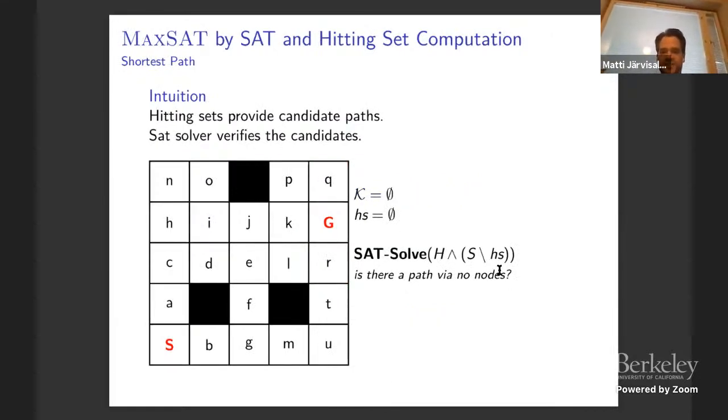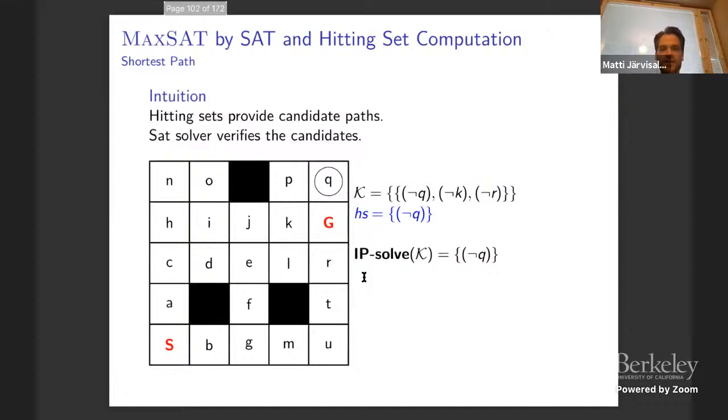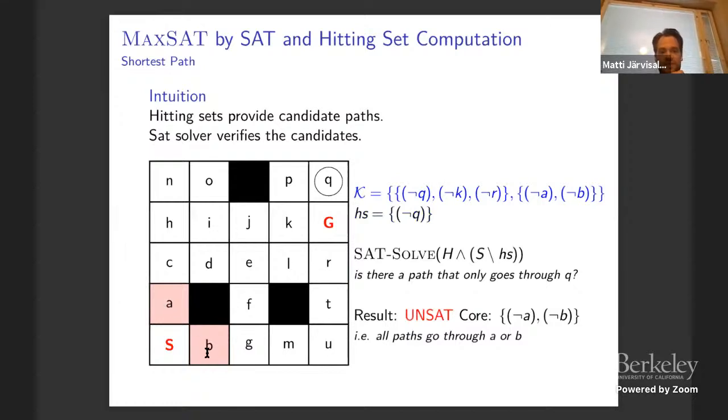Our hitting set is first empty, so we just check with the SAT solver if S is G, and that's not the case. So we get a core stating, just like in Jeremias' example, that we need to visit one of these neighbors. So here's the core over Q, R and G, K. Then the IP solver gets this as a core and picks one of these as a hitting set, say Q. Now we rule out Q and ask if there's a path that goes only through Q. That's of course not the case, because if A and B are not visited, then you have to go through A or B. So that's a core. This is a bit of a trivial example, because in this problem setting all of the cores will be disjoint and over unit clauses as well.